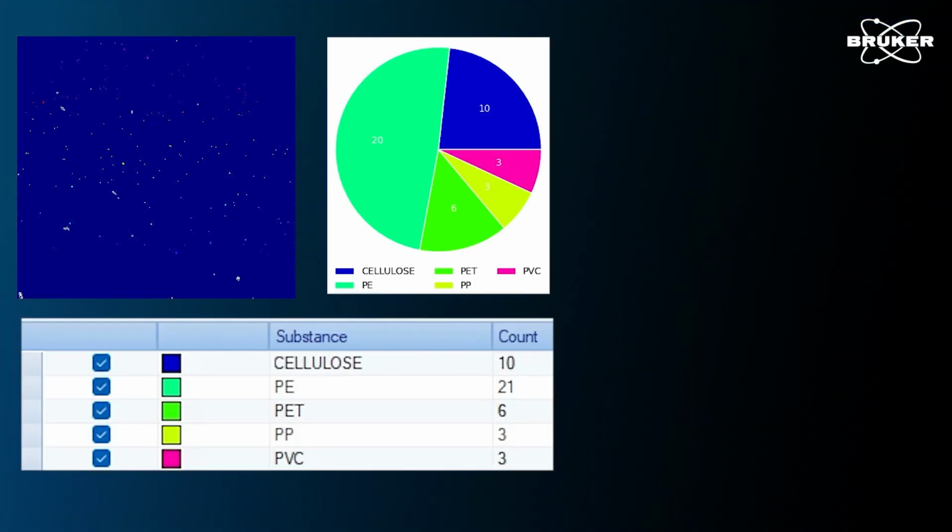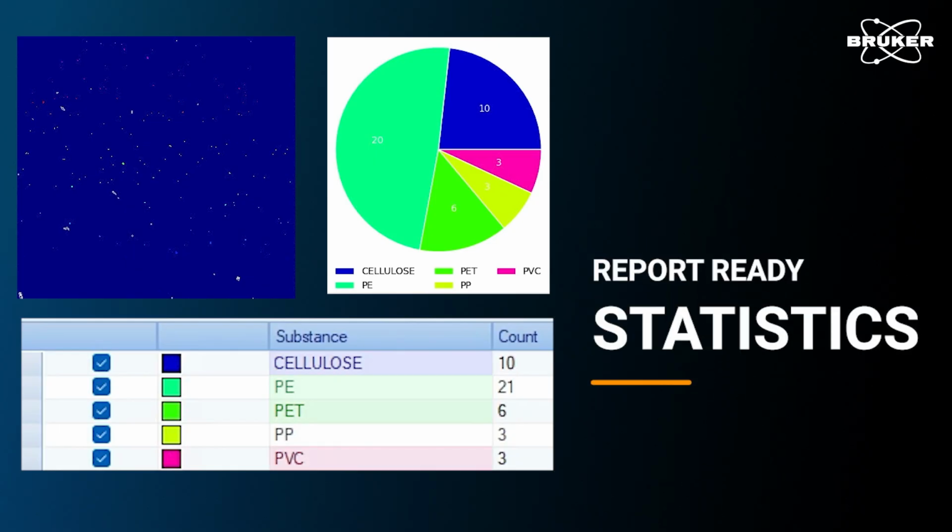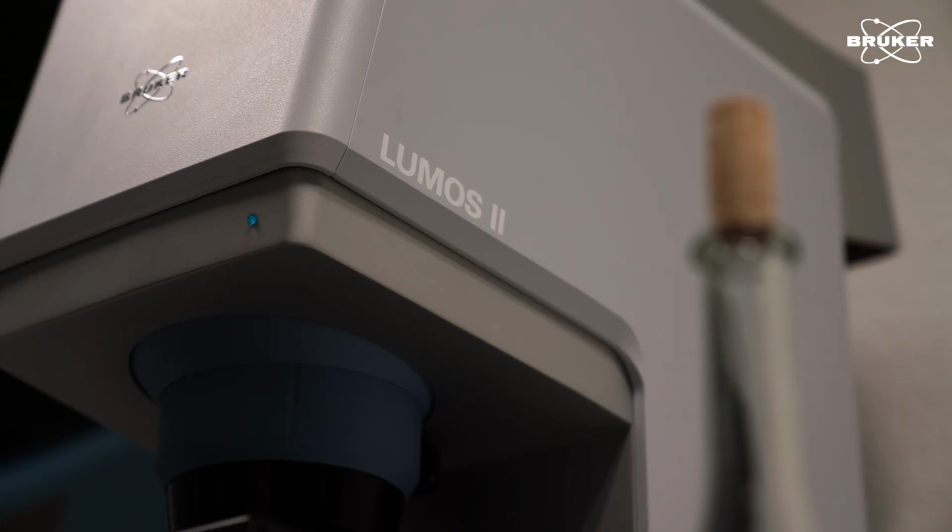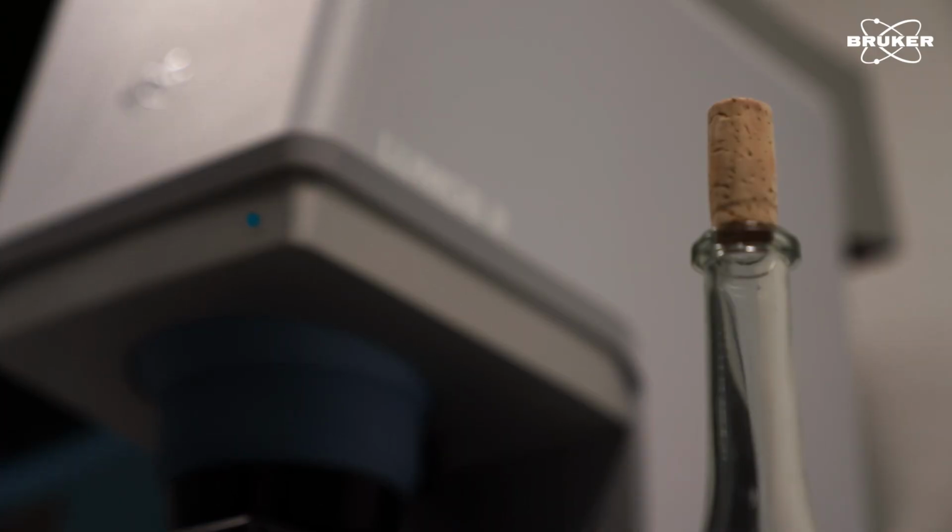Some of the particles are identified as cellulose and could stem from aging in the barrel. However, a lot of plastic particles are found as well, like PE, PET, and PVC. MPID provides a lot of information as report-ready lists or charts. The LUMOS II is the optimal tool for the analysis of microplastics.